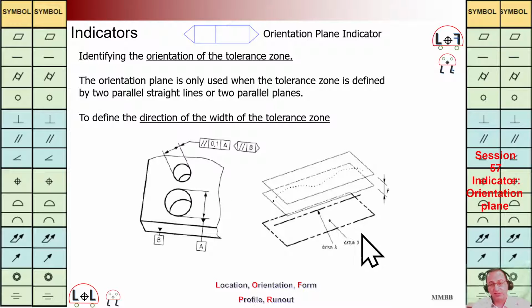Let's see this figure. We have datum plane B here, datum axis A here. We are going to have two planes parallel to B with this distance. For sure they should be parallel to A as well. And in this manner we are going to mention what is the direction of the width of this TZ.